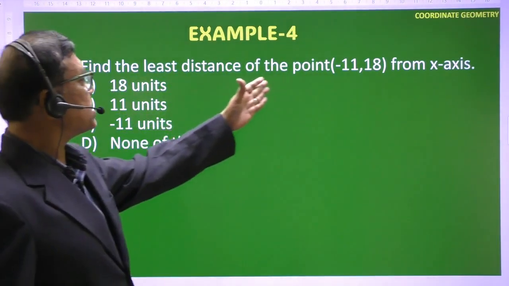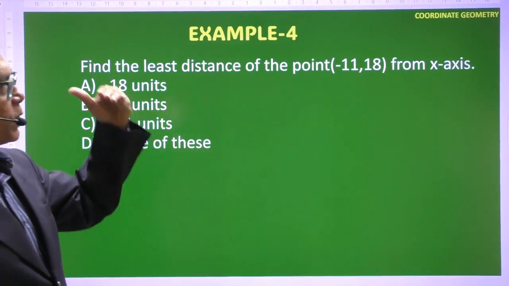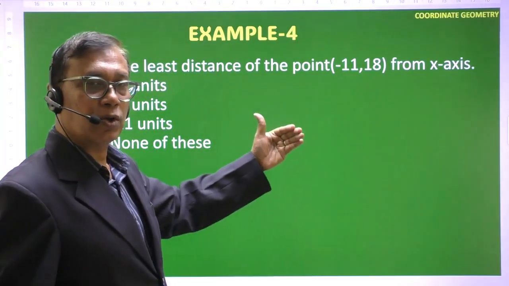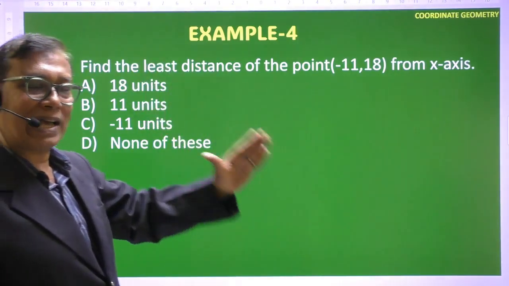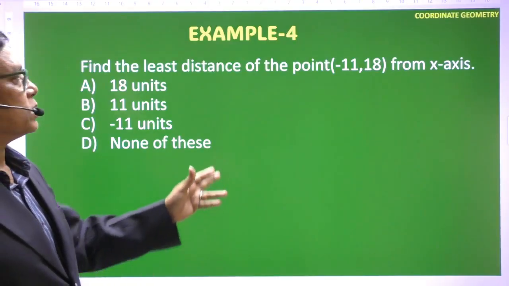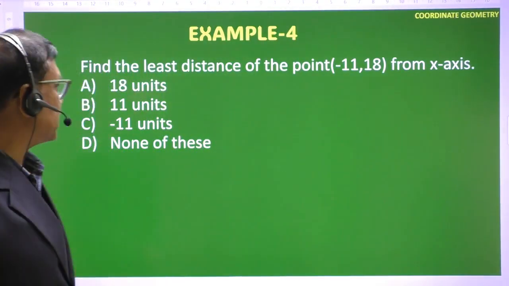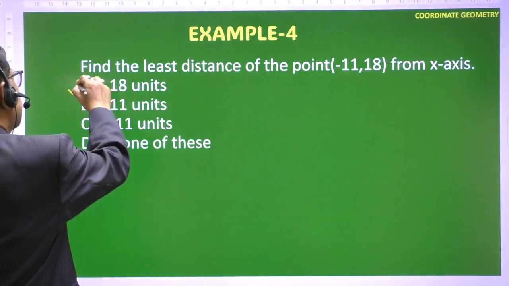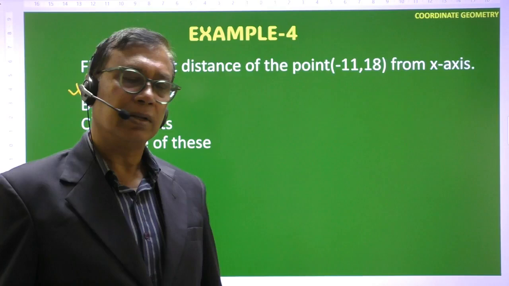Now example number 4. Find the least distance of the point minus 11 comma 18 from x-axis. That means from x-axis means which value? Ordinate value. From y-axis means the abscissa value. So from x-axis means ordinate value, here 18. This is already positive. So option A will be the right answer. I think this part is clear, students.